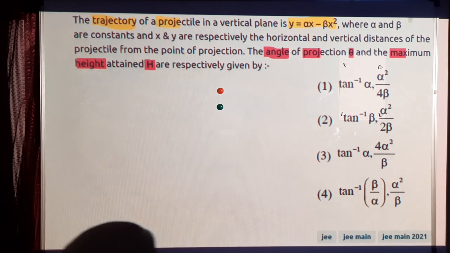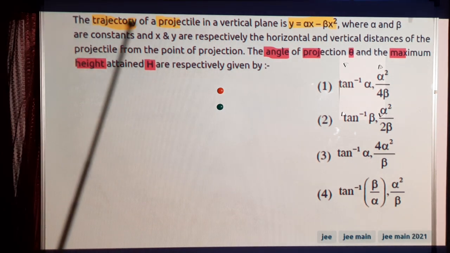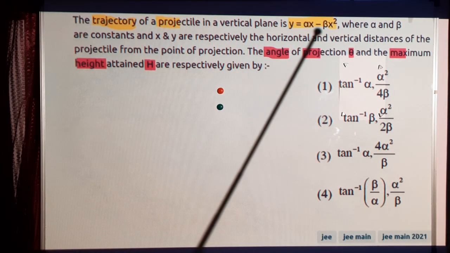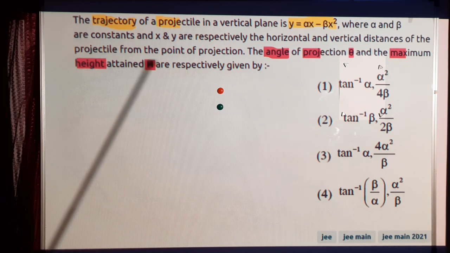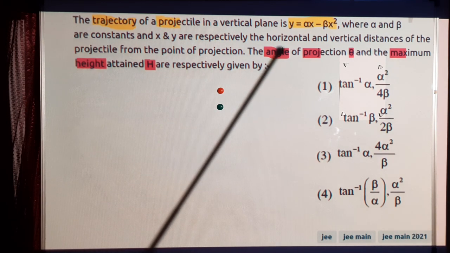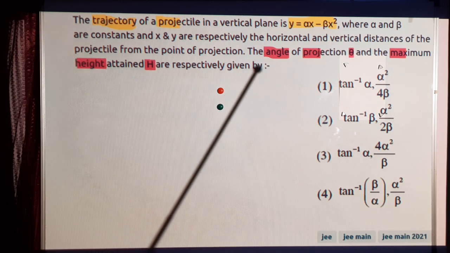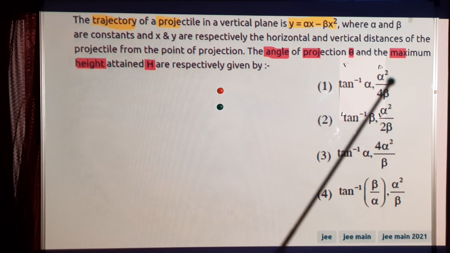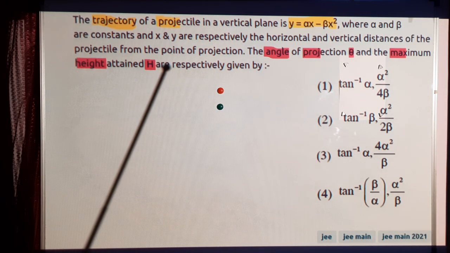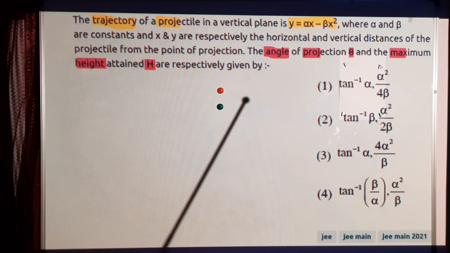This is the next question. The trajectory of a projectile in the vertical plane is y equal to alpha x minus beta x square, where alpha and beta are constants, and x and y are respectively the horizontal and vertical distances of the projectile from the point of projection. The angle of projection theta and the maximum height attained h are respectively given by.